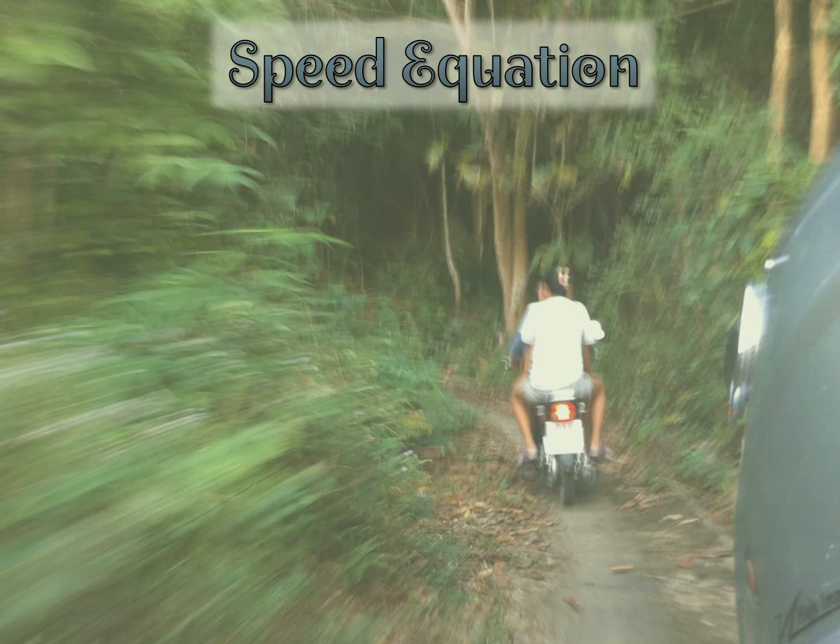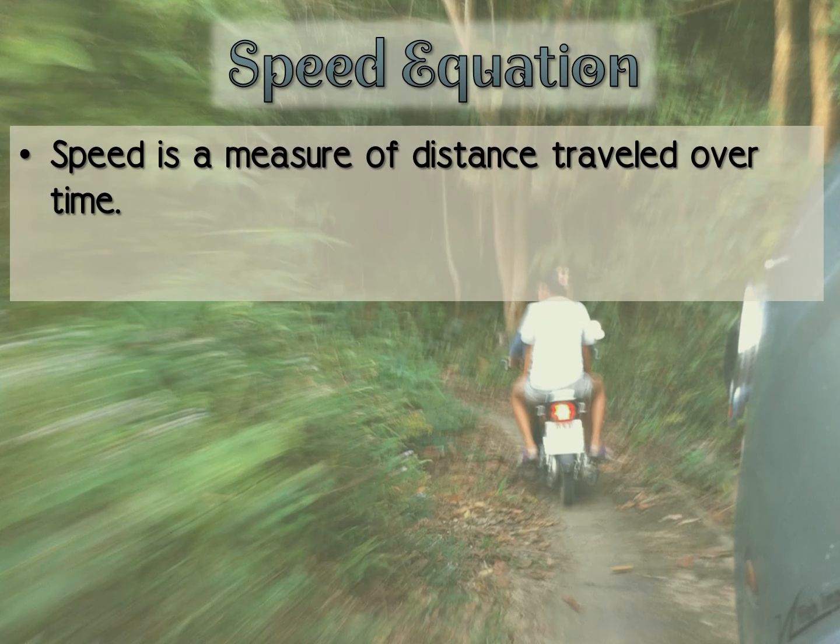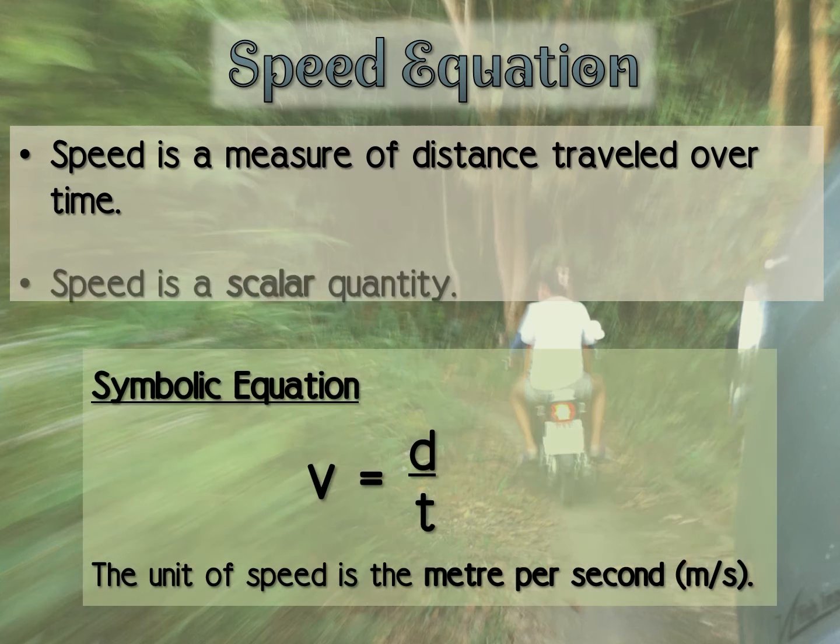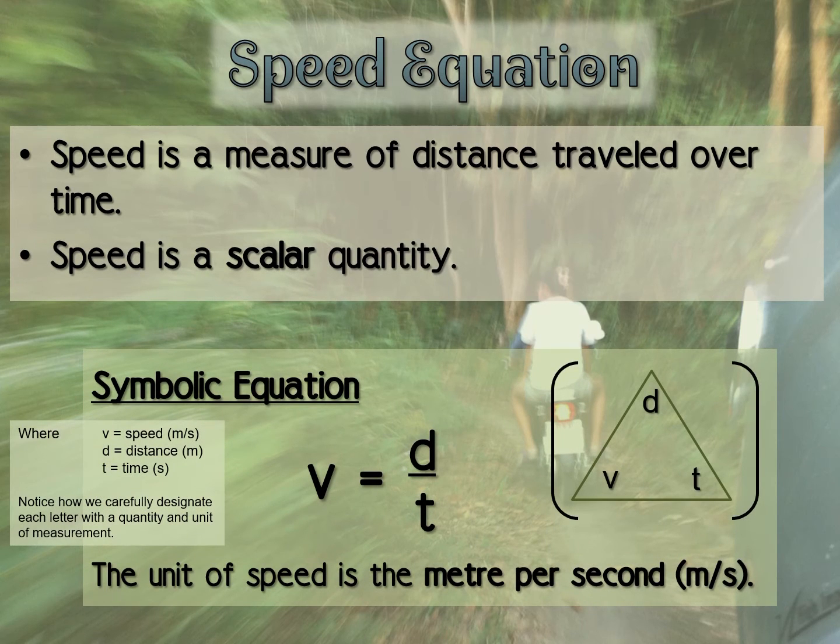So a little bit more on the speed equation. Speed is, as we said, a measure of distance traveled over time, and it is a scalar quantity. We represent it as symbols, and we use the symbol v to represent speed. We'll talk about why in a minute. d is distance, and then t is time. And we've put on the left-hand side there all of the different symbols we are using and the units that they are representing in the equation.